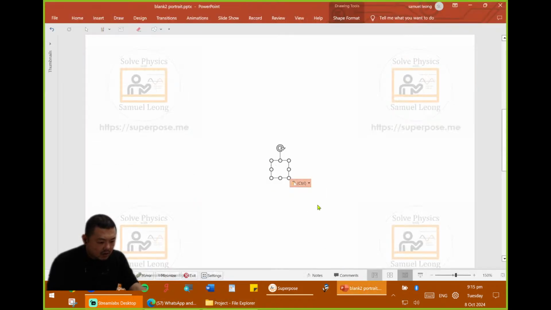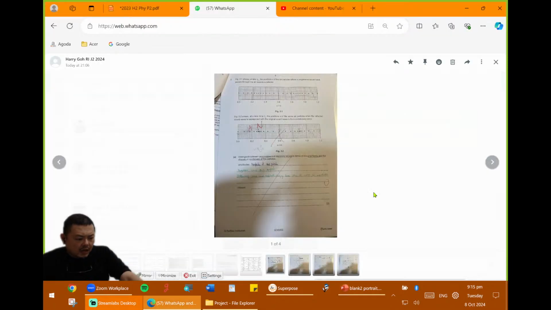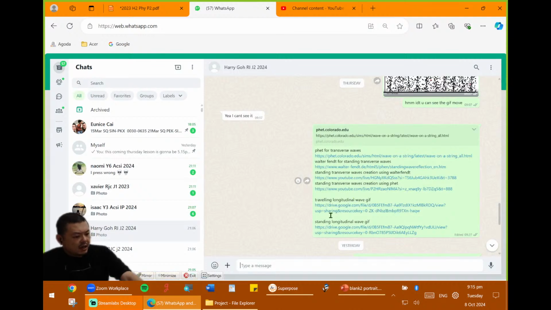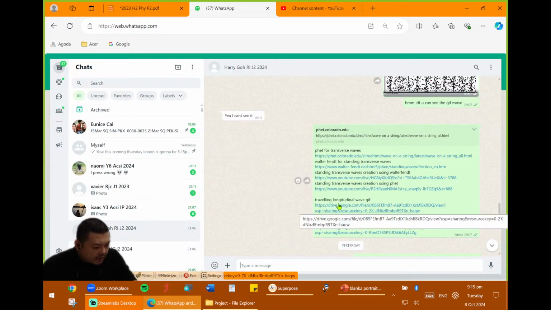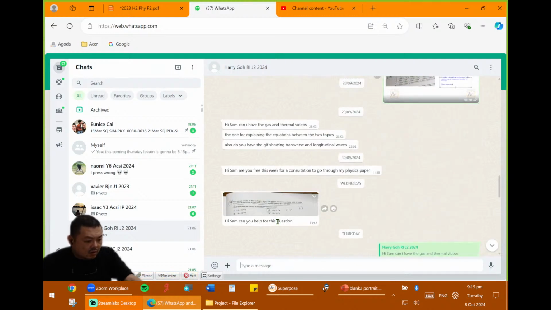Do you ask me for videos? I haven't replied to you yet? You still don't understand? This is a GIF. This is a standing wave, standing wave. No, I did not send you.